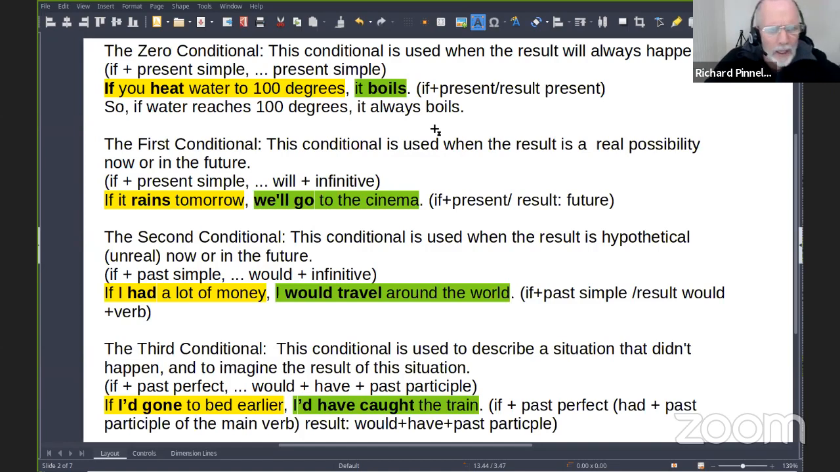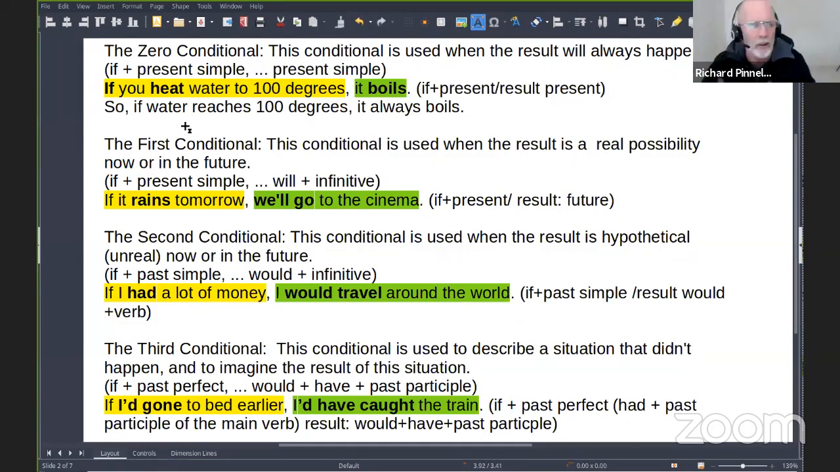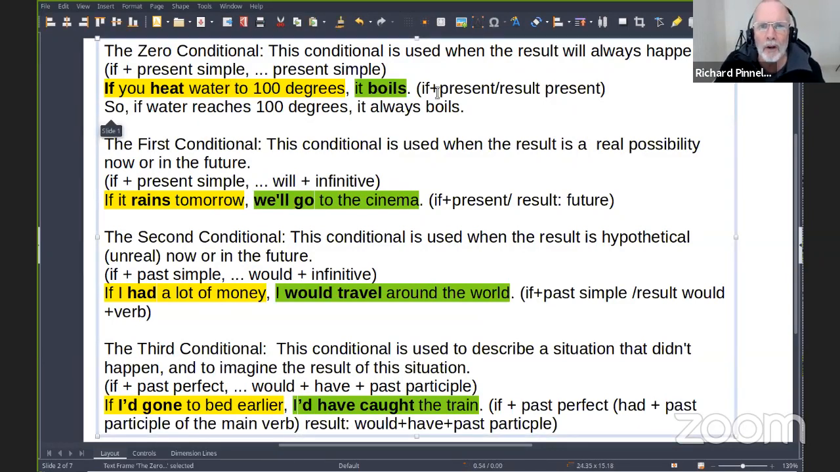So here I have a summary of all four conditionals. So the zero conditional. This conditional is used when the result will always happen. It's used for facts. If you heat water to 100 degrees, it boils. So this is a fact. If you heat water to 100 degrees, it boils. For facts, we use the zero conditional, and the verb in the if part is in the present tense and the result is in the present tense.